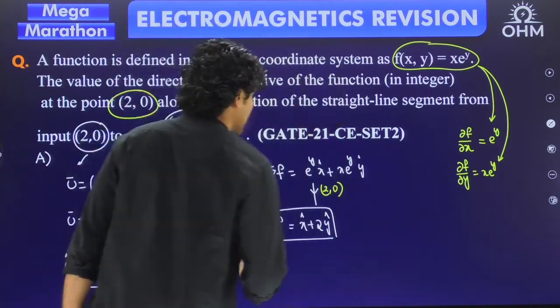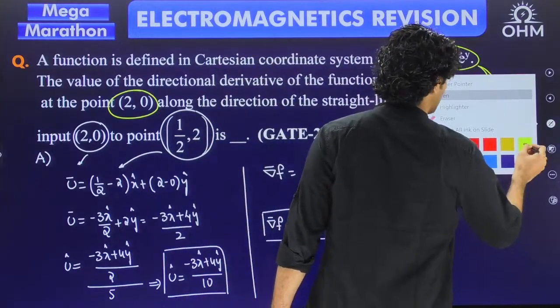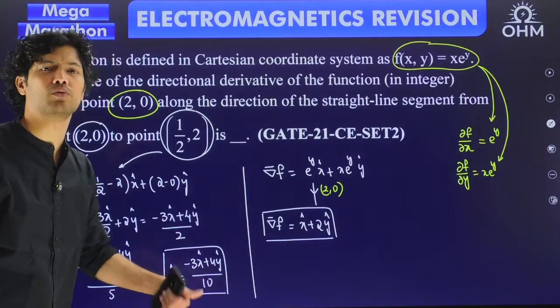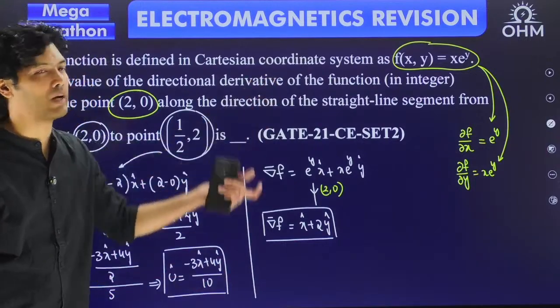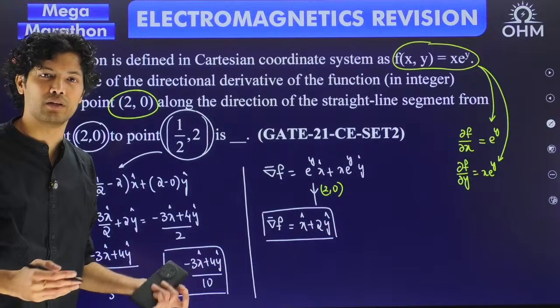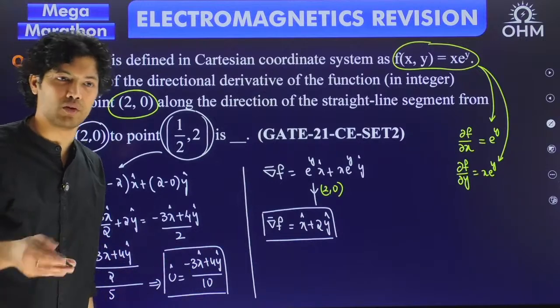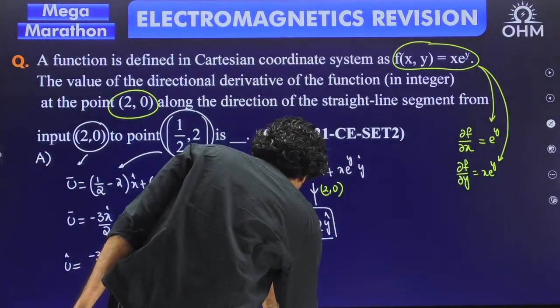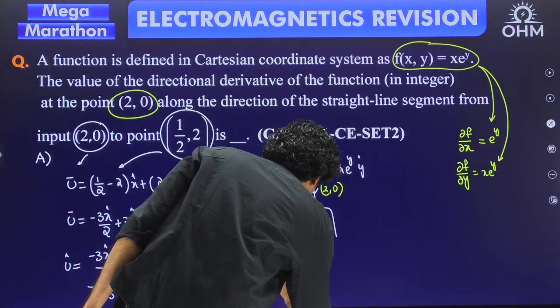And finally, what is the directional derivative then? See, what is the purpose of giving this e power y? Ultimately, that e power y is not coming in the final answer, just to scare you. So whenever they give you a slightly complicated looking function, the main intention is to scare you. If you are scared, the examiner is happy, the purpose of the examiner is satisfied. So next is the directional derivative.